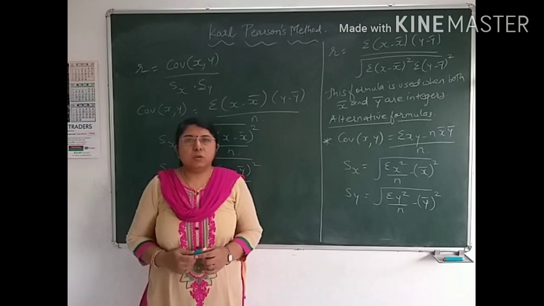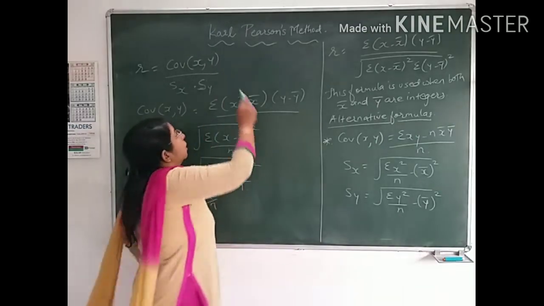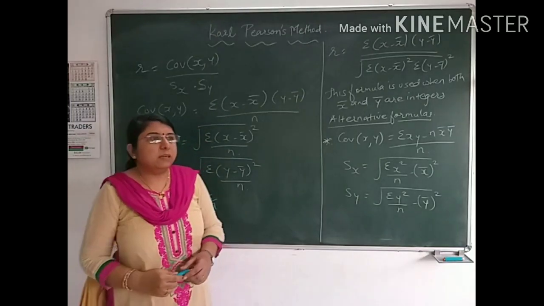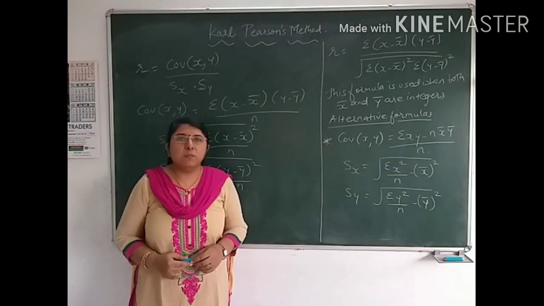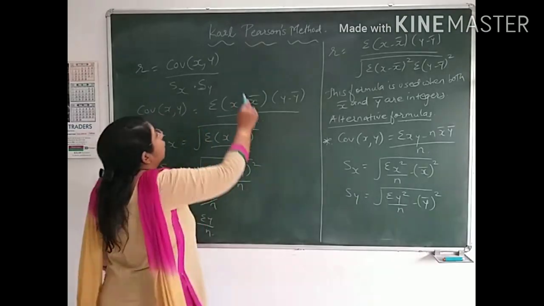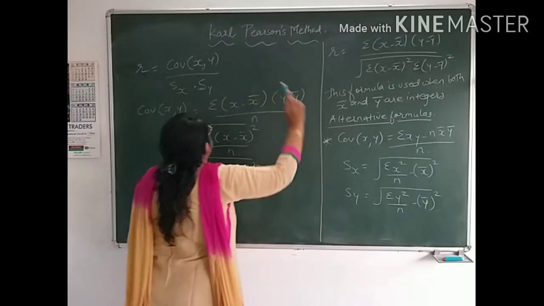In this video lecture, I am going to start the second method of correlation, that is Karl Pearson's method. The name itself suggests that this method was suggested by one of the statisticians, that is Karl Pearson. So according to his name, this method is given the name Karl Pearson's method.